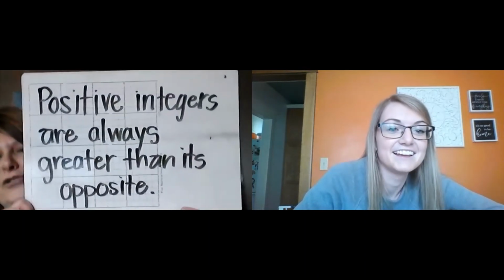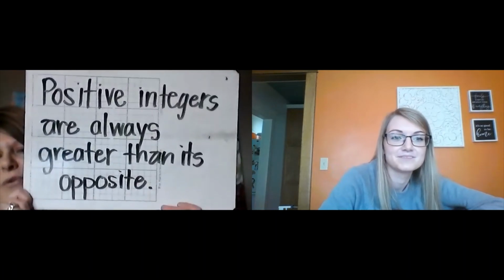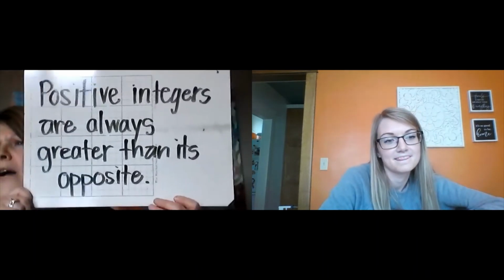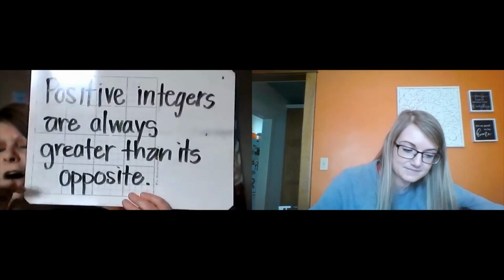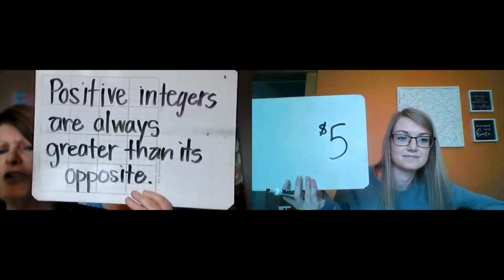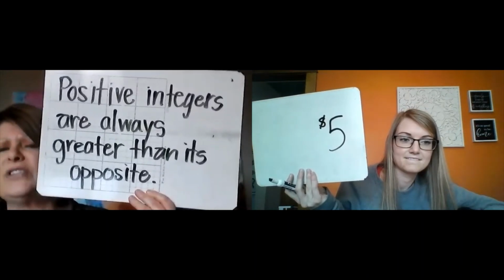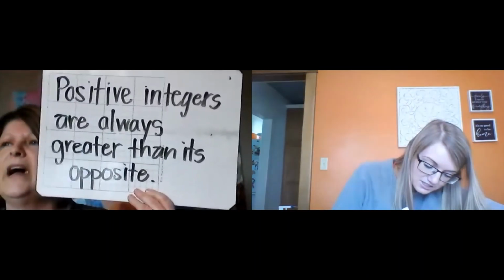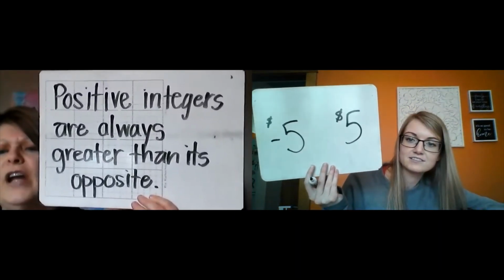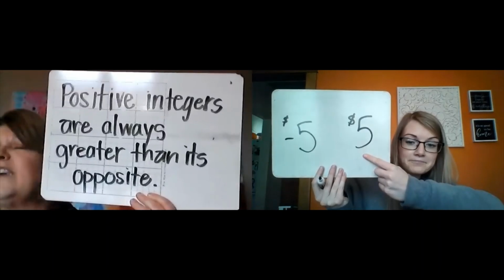All right, class. So I have one true-false question for you. It says positive integers are always greater than its opposite. So I want you to think of positive numbers. The positive number I'm going to think of is $5, because remember, that's what I have in my purse. So $5 is always greater than its opposite. What's the opposite of $5, Mrs. Zimmerman? -$5. So would that be a true statement, that the positive integer is greater than its opposite? True. Okay, that's one problem.